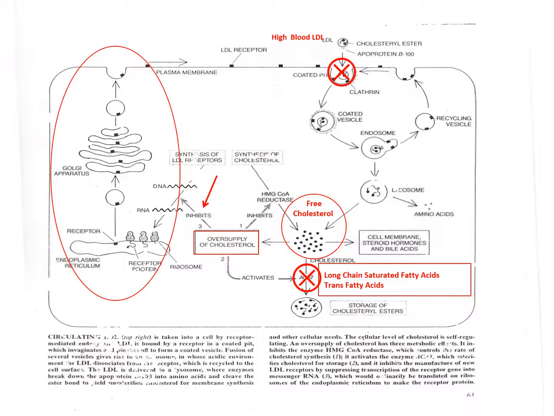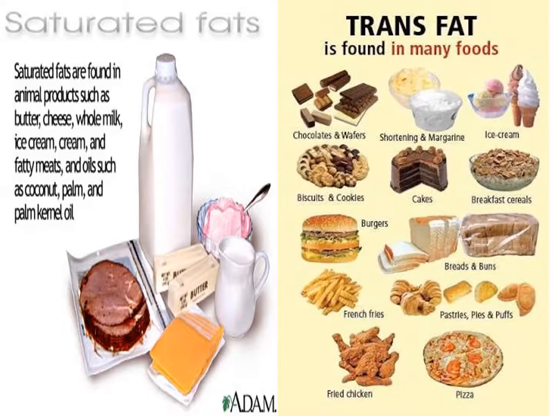And trans fats will do the same thing. So what I want you to remember is long-chain saturated fatty acids and trans fats are going to reduce the ability of the liver cell to activate the ACAT pathway, which is then going to result in high free cholesterol and a reduction of LDL receptors on the plasma membrane. Therefore, the LDLs in the blood are going to stay high, and you increase the risk that they will be oxidized and go the scavenger pathway.